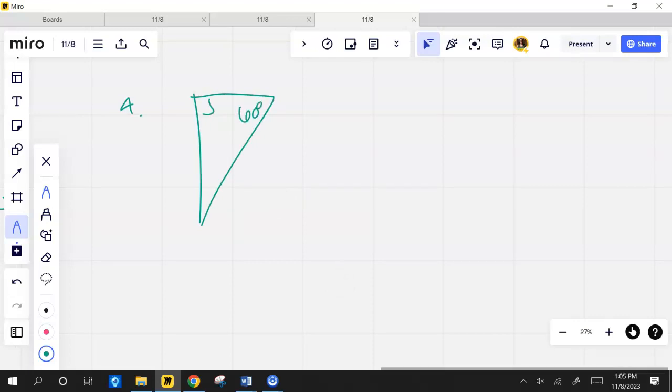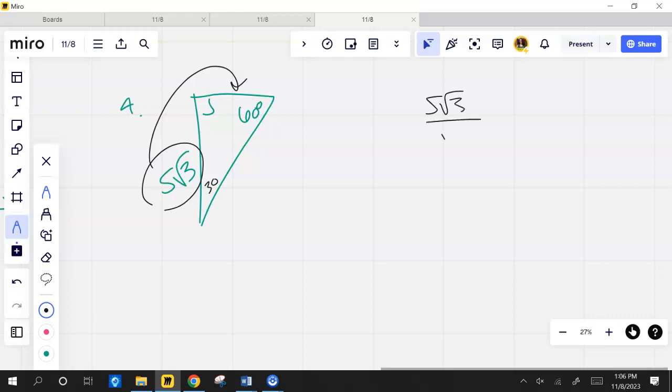60, which means my other angle is what? 30. Do I have the short leg or the long leg? The long leg, and so I need to make my way back to the short leg, yes? So how do I do that? Divide by the square root of 3. So if I've got 5 root 3 and I divide by square root of 3, what does that give me? 5. So this is 5. What's the hypotenuse? 10.